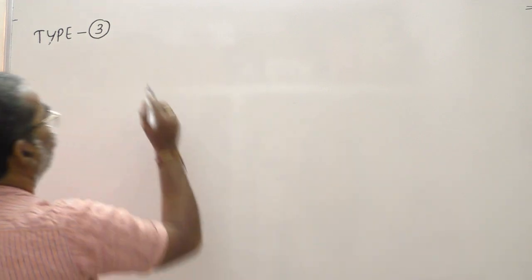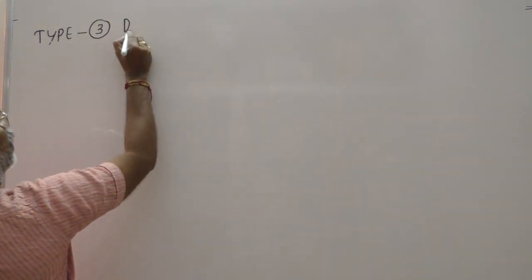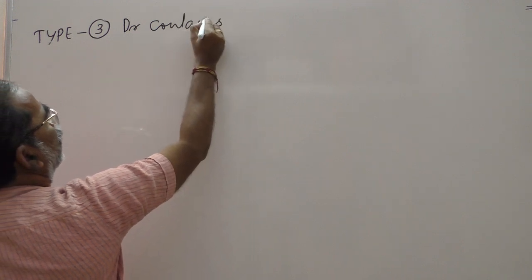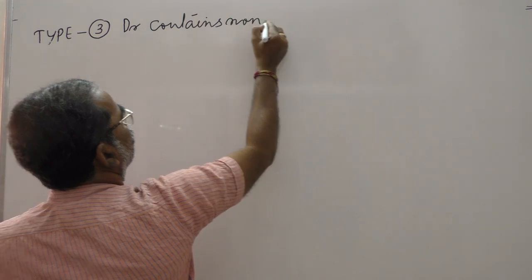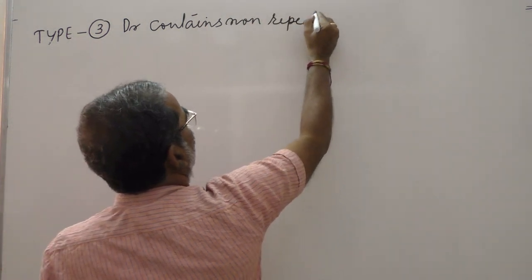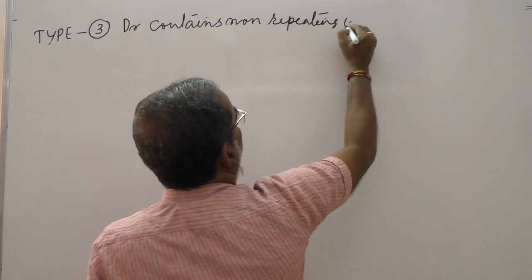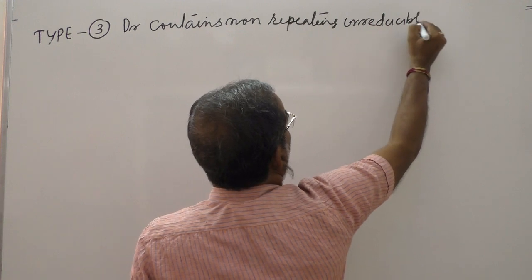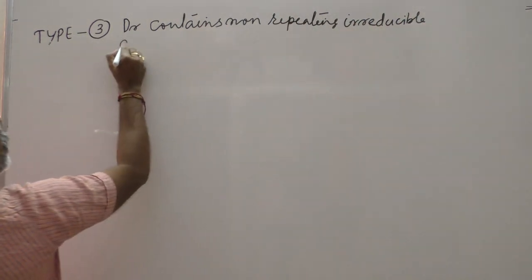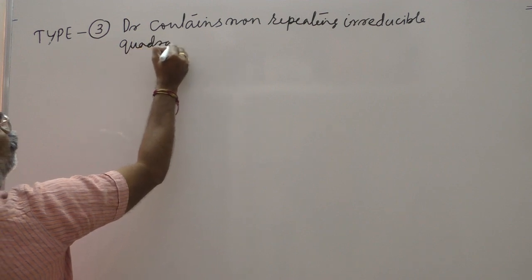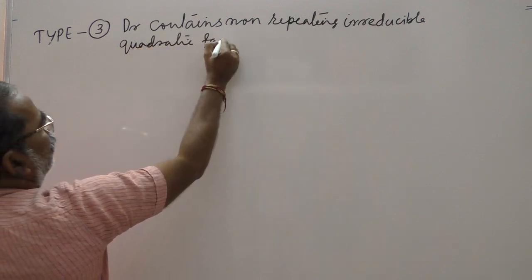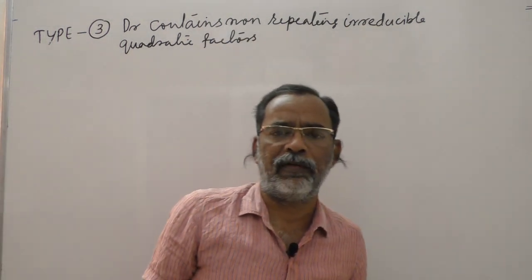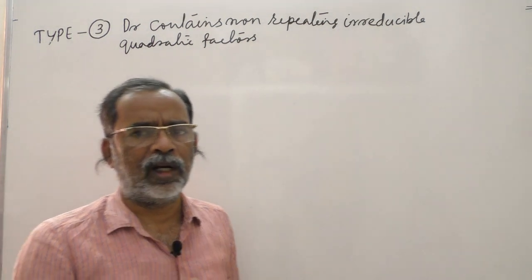Now type 3. What is type 3? When the denominator contains non-repeating irreducible quadratic factors. So this is type 3. What is an irreducible quadratic factor? A quadratic factor is a factor of degree 2.